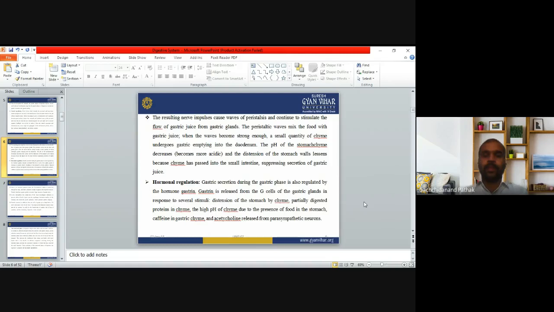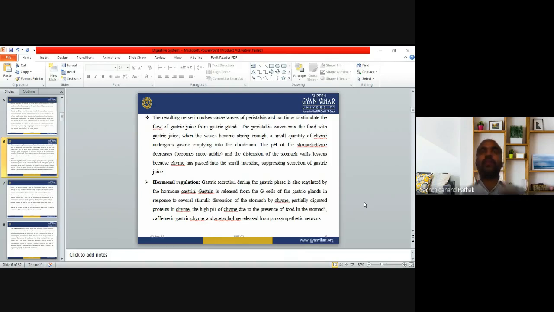So these G cells of the gastric glands will release gastrin in several different ways. Okay, either by the distension of the stomach, अगर stomach में खिंचा हुआ तो G cell gastrin release करेगी. Okay, partially digested protein, if present in the chyme, then G cells will release gastrin. If the pH of the chyme is high, then gastrin will be released. Food presence in the stomach causes gastrin release. Caffeine present, acetylcholine release. This all causes the release of gastrin.